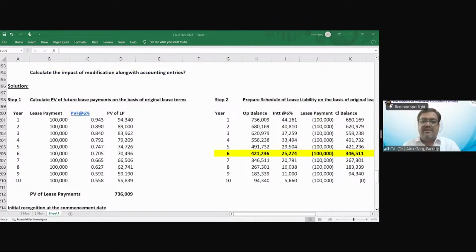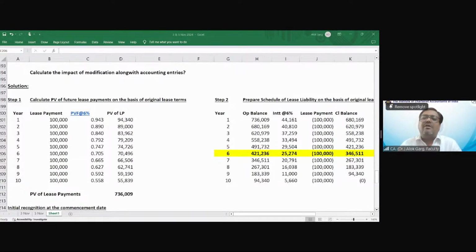Do you have any question? Tell me if you have any question. Any question, friends? So today, what have we covered? Today we have covered subsequent measurement of right of use asset and lease liability. We have done some questions and we have also covered the concept of lease modification. So that is what we have discussed today.